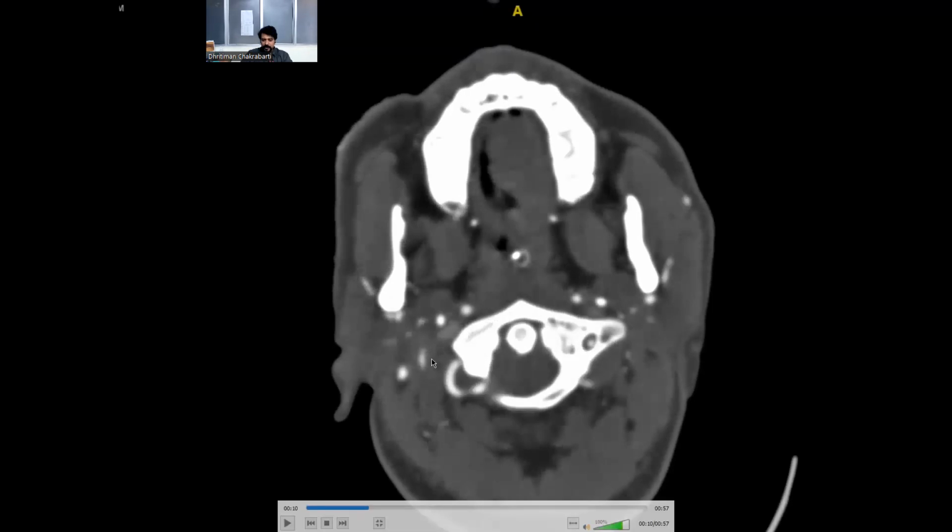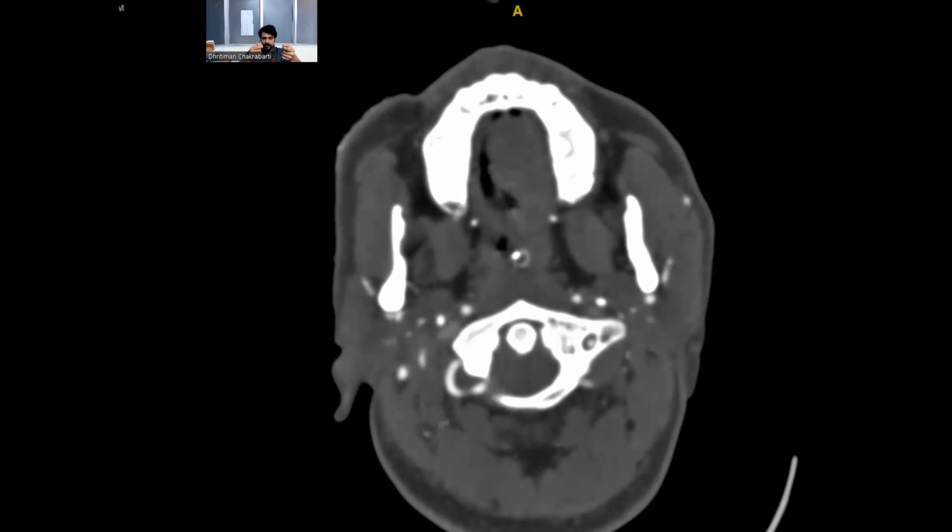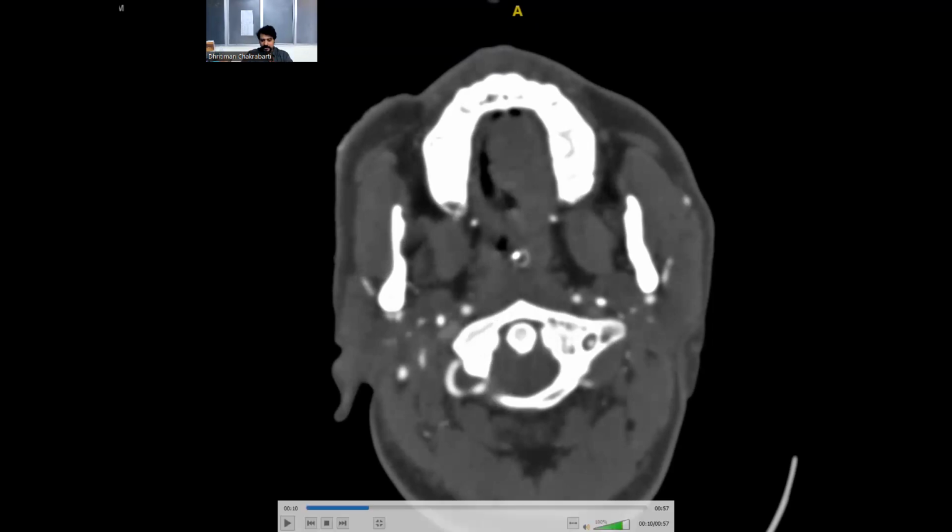Sorry, this is the loop. That time it was just going from the C3 to the C2 vertebra. After that, it forms the loop. So this is the loop of the Atlantic portion of the vertebral artery.